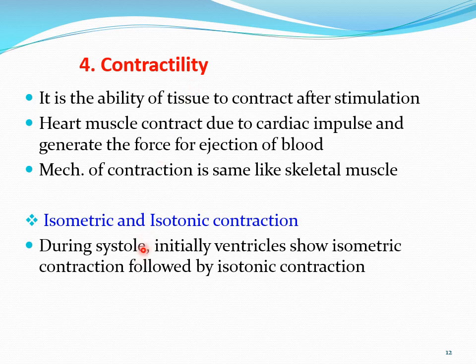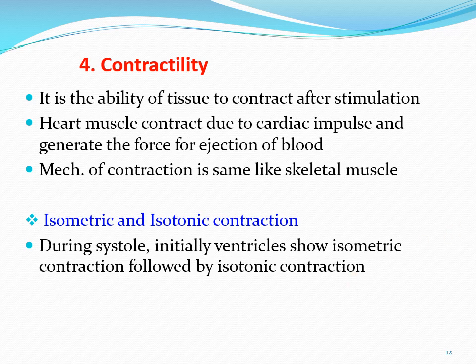Now see something under contractility. What is isometric contraction and isotonic contraction? These two terminologies are very important under contractility. When the heart contracts during systole, initially the ventricle shows isometric contraction followed by isotonic contraction. When the ventricle contracts, first the isometric contraction comes and then it is followed by the isotonic.